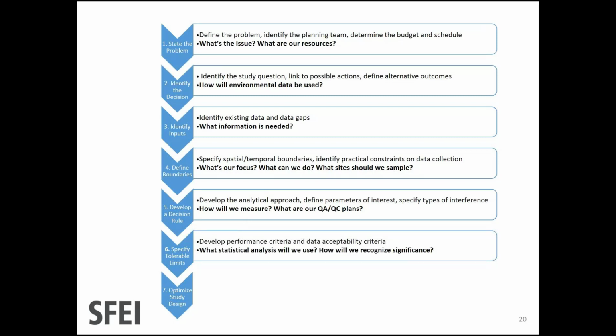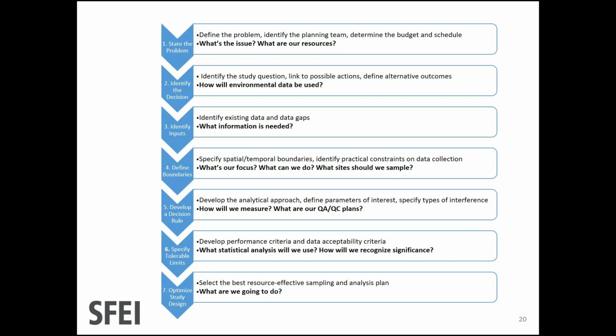So 6, specify tolerable limits. This is thinking about the statistical analyses you're planning on doing and how you're going to recognize differences between samples. And then 7th, the final one, is to optimize the study design. So take those first 6 and then really finalize your plan. What are you actually going to do?